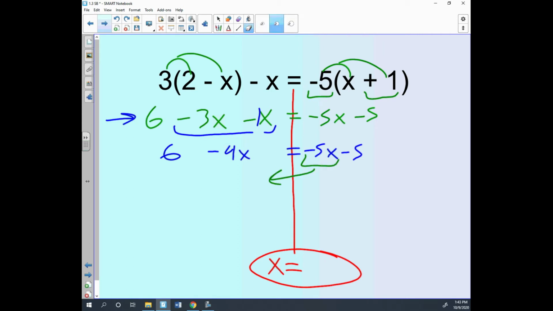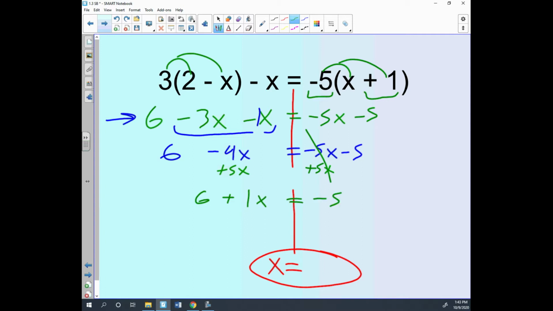How do I go about doing that? Well, what is the inverse operation of a negative, of minusing? It's adding, so I'm going to add 5x. Okay? When I do that, it wipes it out. I'm going to write the 6 plus 1x. Okay? Do I have to write the 1? No, but I just will. Okay? And we got that. I'm going to minus the 6 from both sides. And I have 1x, so it's gone, equals negative 11. And that's my final answer, okay?